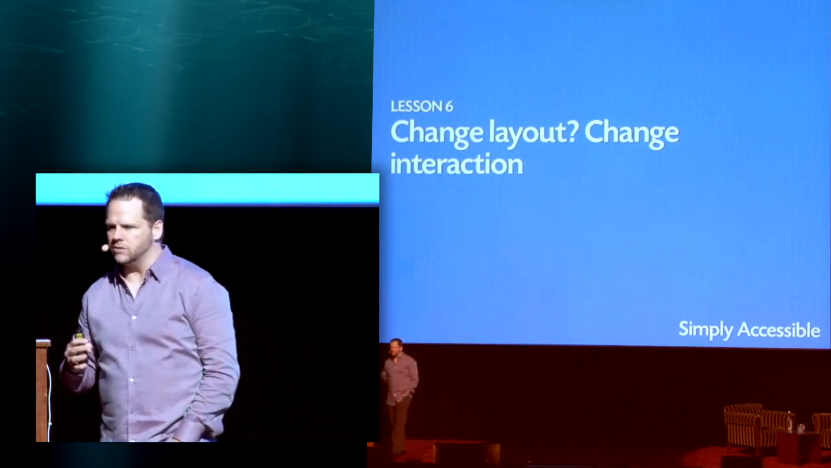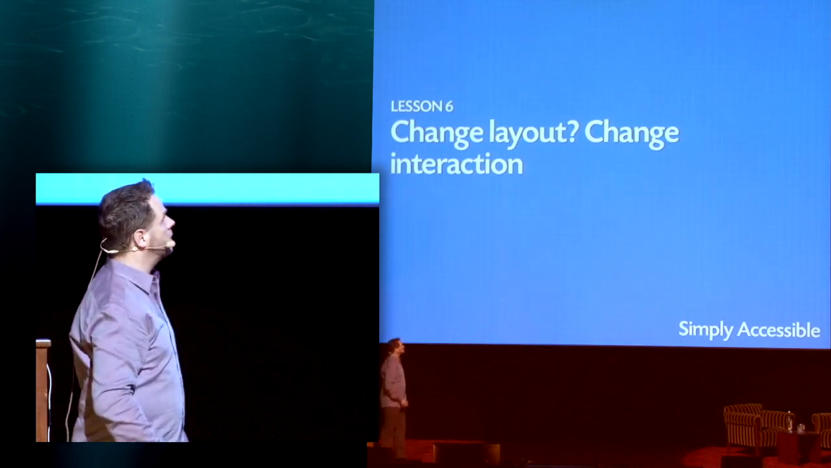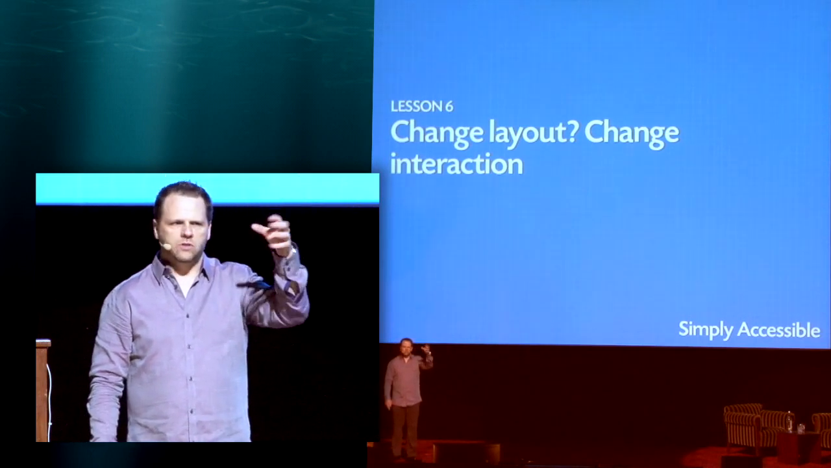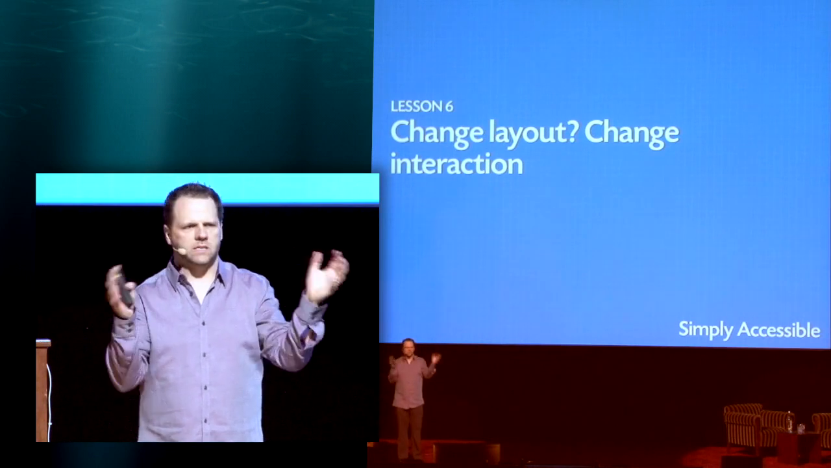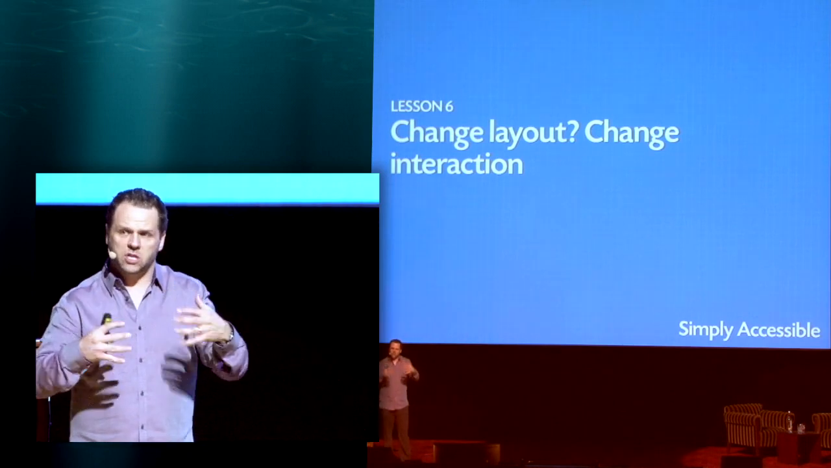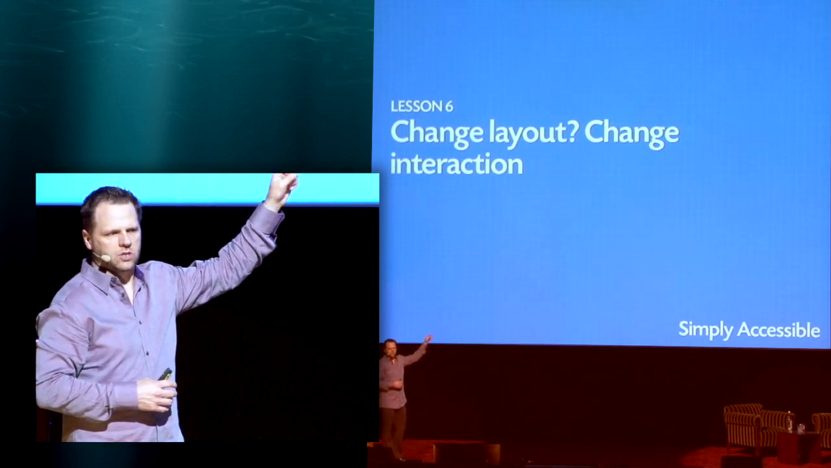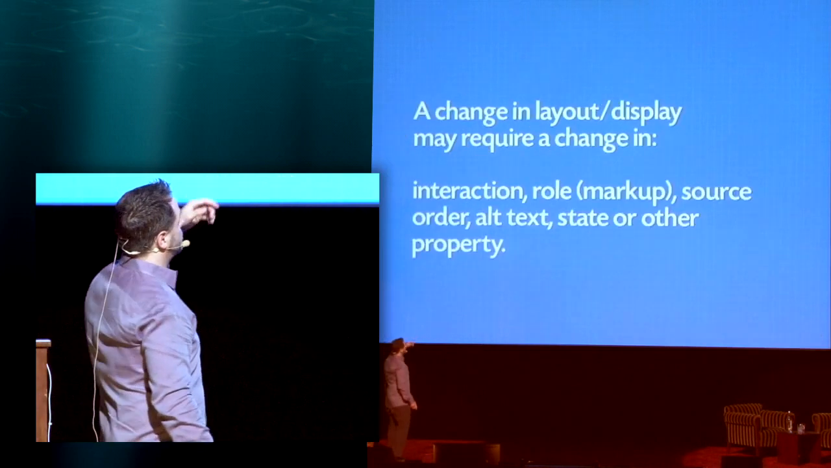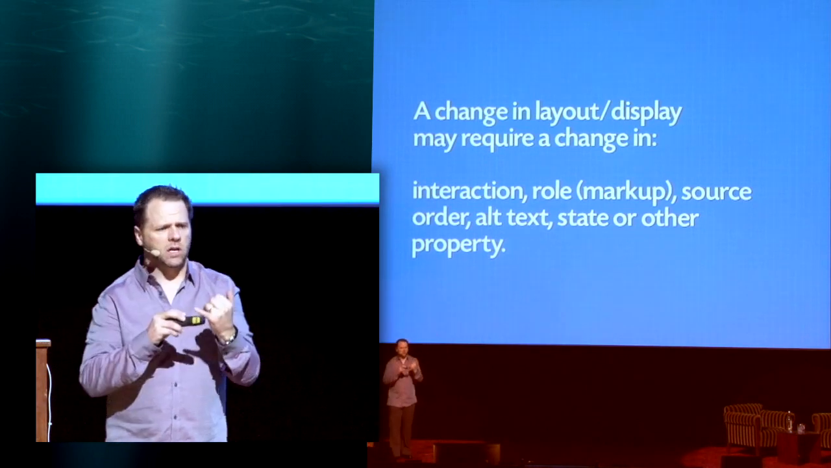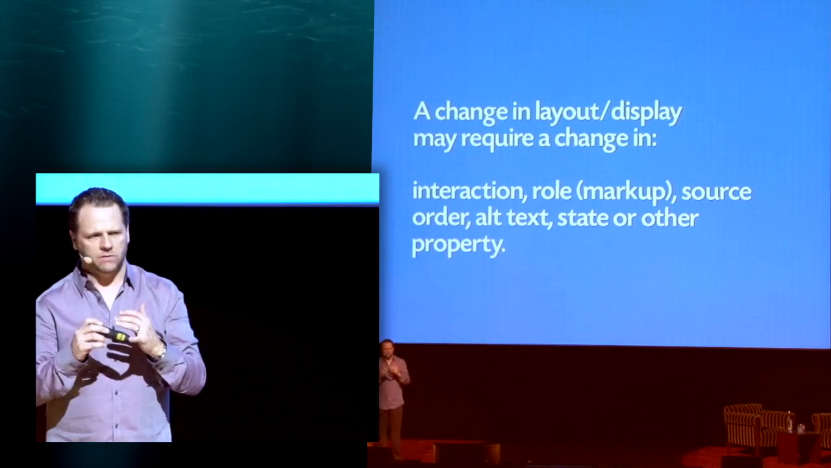Some other lessons. These are things that kind of threw us for a bit of a loop as we were working with things. If you change the layout of something, we're usually thinking in terms of responsive designs about changing the CSS, right? That's basically what we're doing. But one of the things that we actually need to think about a little bit more is, if we're changing the layout, what do we need to do to change the interaction? And so by the interaction, I mean that we may actually need to change the way that it behaves, the markup itself, the source order, alt text on images. We may need to change the state of something.